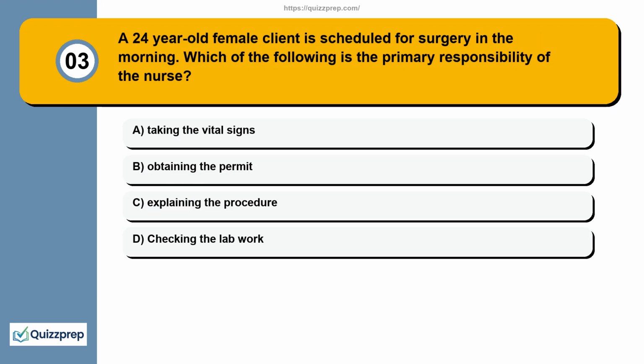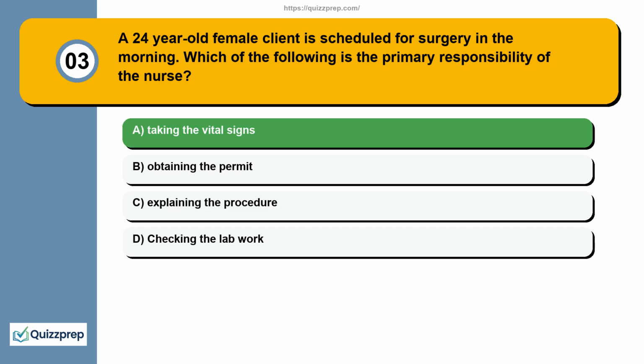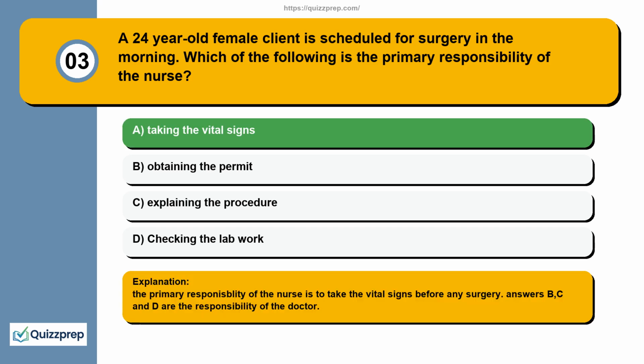Question 3. A 24-year-old female client is scheduled for surgery in the morning. Which of the following is the primary responsibility of the nurse? Taking the vital signs, obtaining the permit, explaining the procedure, checking the lab work. The primary responsibility of the nurse is to take the vital signs before any surgery. Answers B, C, and D are the responsibility of the doctor.